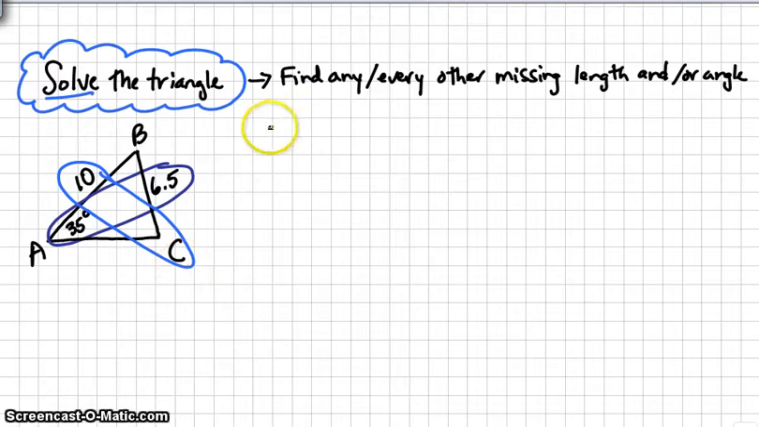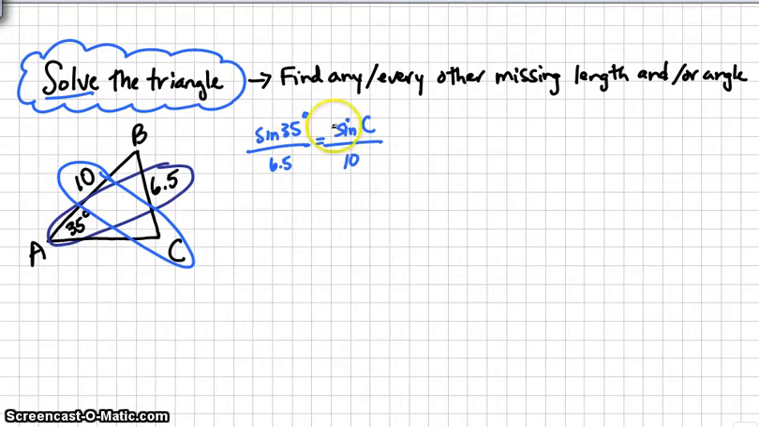First I'm going to set up a law of sines problem. My sine of 35 over the 6.5. And then I'm going to take the 10 and angle C. Sine of angle C I don't know, so I'm going to have to find the measurement of that angle.